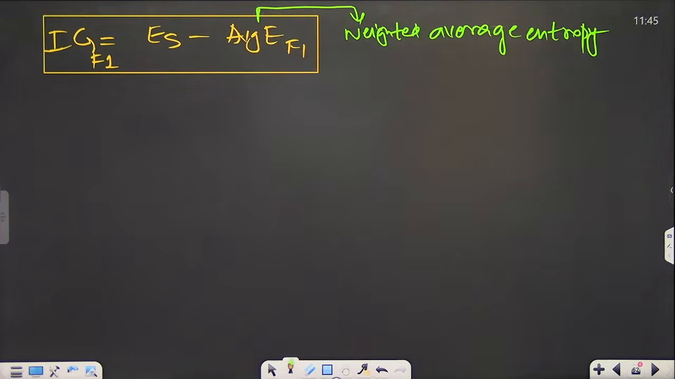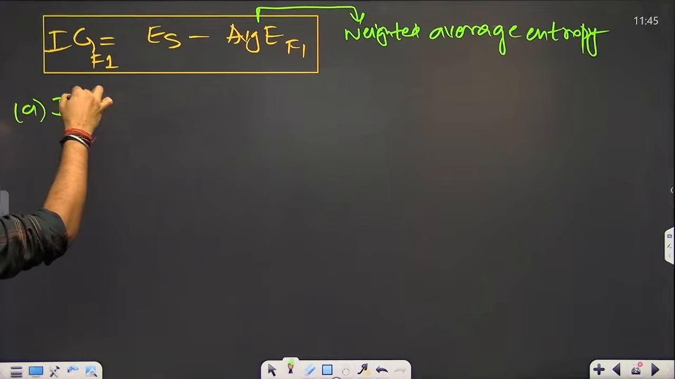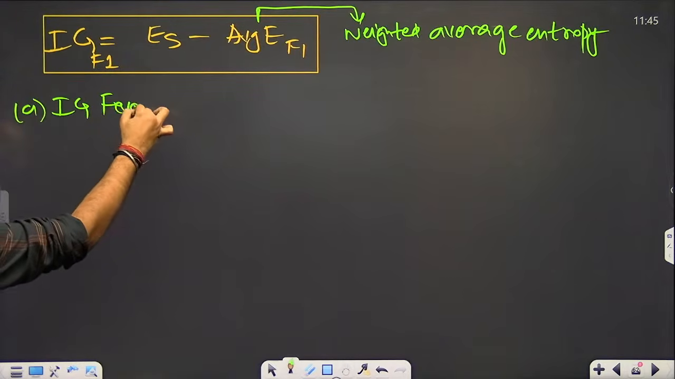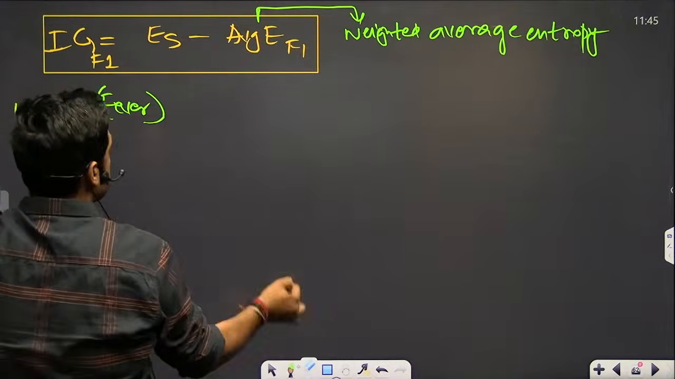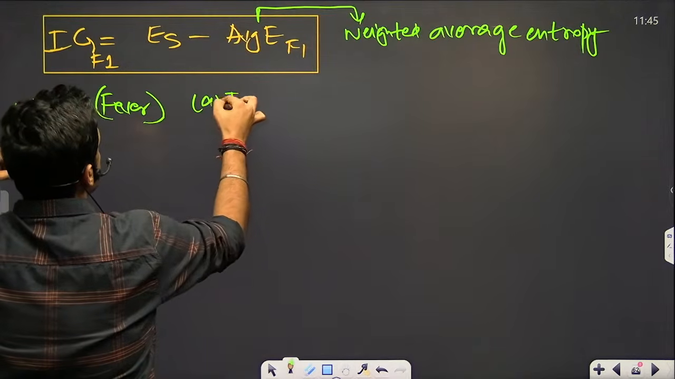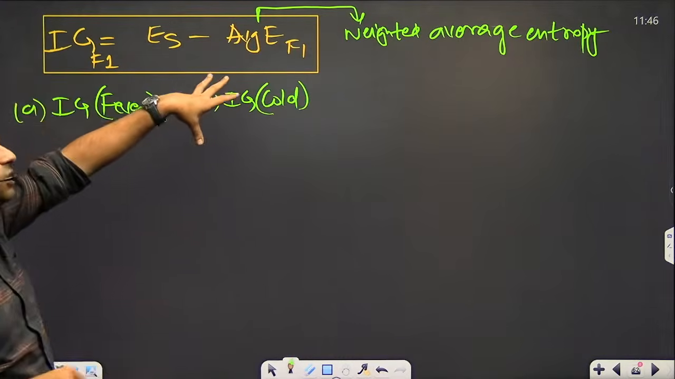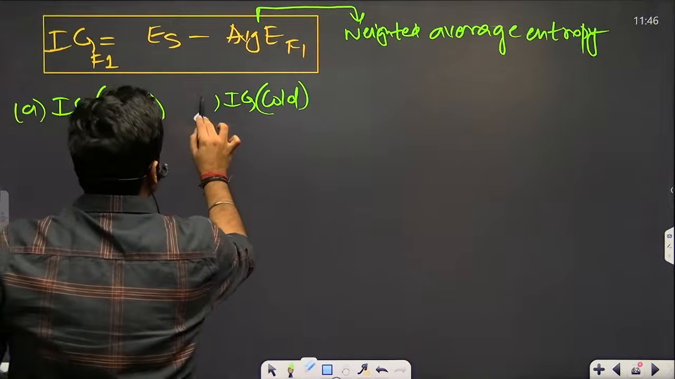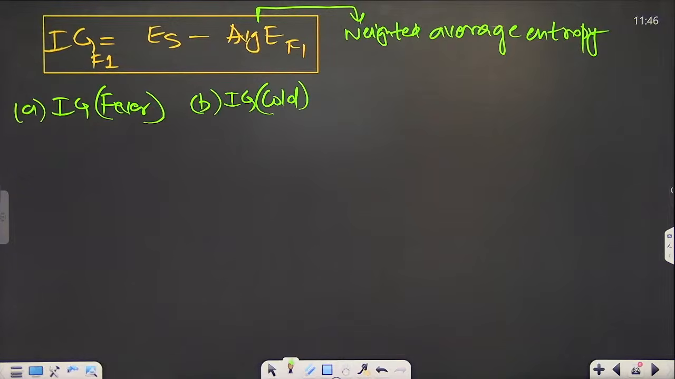Now let us calculate information gain for feature fever, and then calculate the information gain for feature cold. Whichever feature has the higher information gain, against that feature I would be splitting my data.